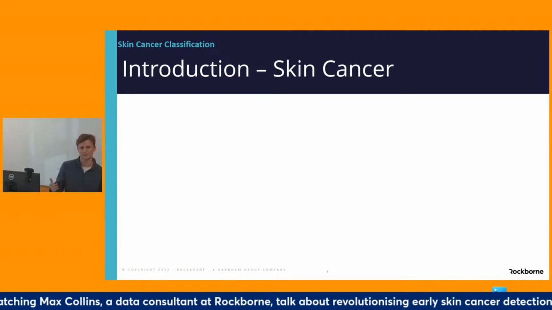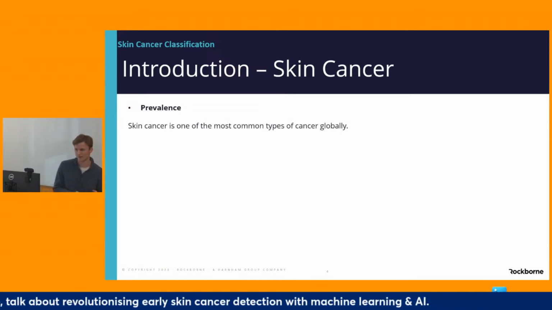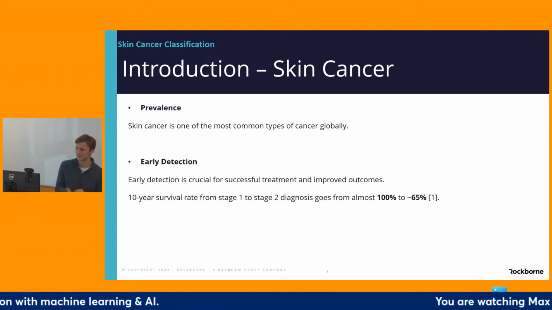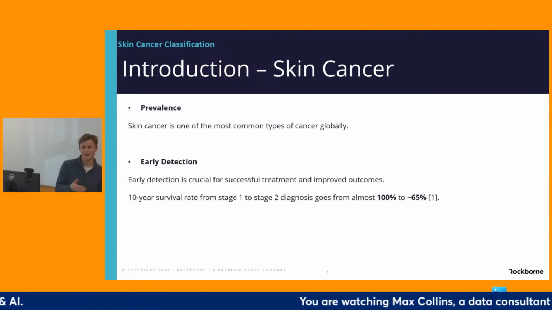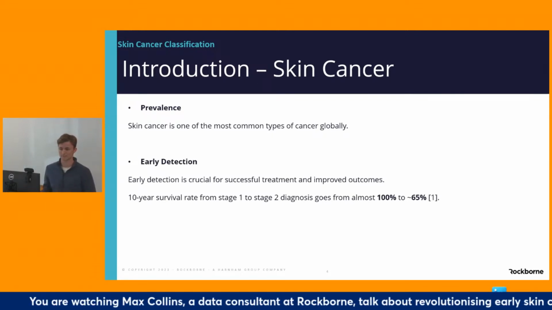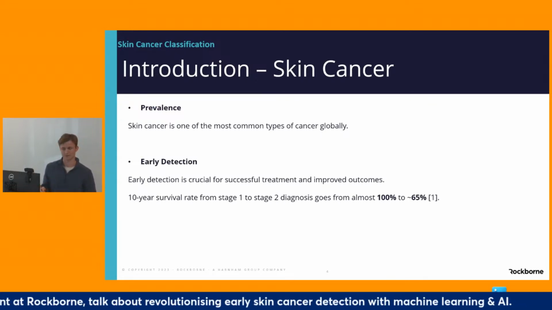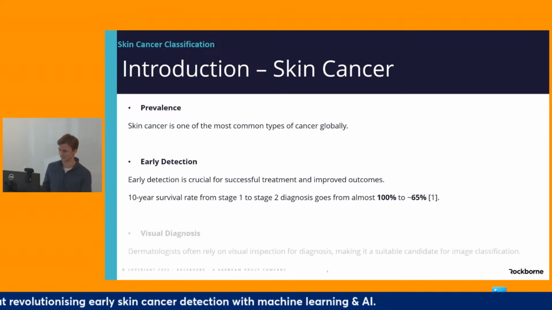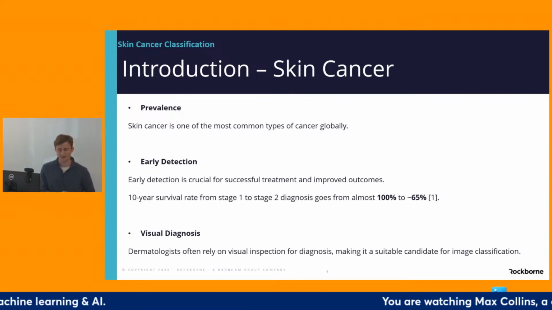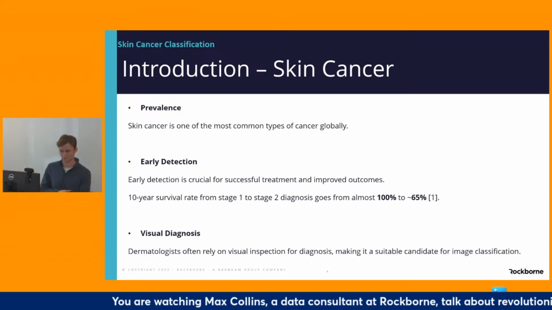So, introduction. First things first, skin cancer classification. What is skin cancer? I'm sure lots of you have heard of it. It's one of the most common cancer types globally. Obviously not a very nice thing, and as with many of these things, the earlier we can detect it, the better for the outcomes. As it says here, if it's detected at stage 1 as opposed to stage 2, we go from almost 100% 10-year survival rate to 65% survival rate. So the quicker we can detect this, the better. Dermatologists and doctors rely on visual inspections for diagnoses, so we can bring in machine learning to treat this as an image classification problem.